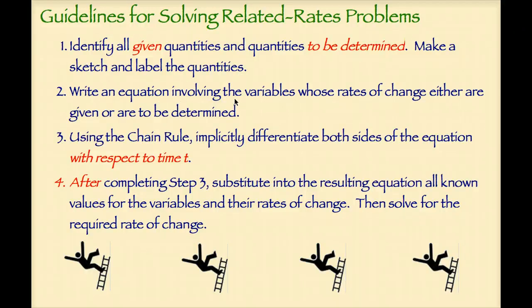Write an equation involving the variables whose rates of change either are given or are to be determined. Remember to also pay attention to which quantities are going to remain constant and which ones vary, and set up your equation accordingly. Using the chain rule, implicitly differentiate both sides of the equation with respect to time t. After completing step 3, substitute into the resulting equation all known values for the variables and their rates of change. Then solve for the required rate of change.